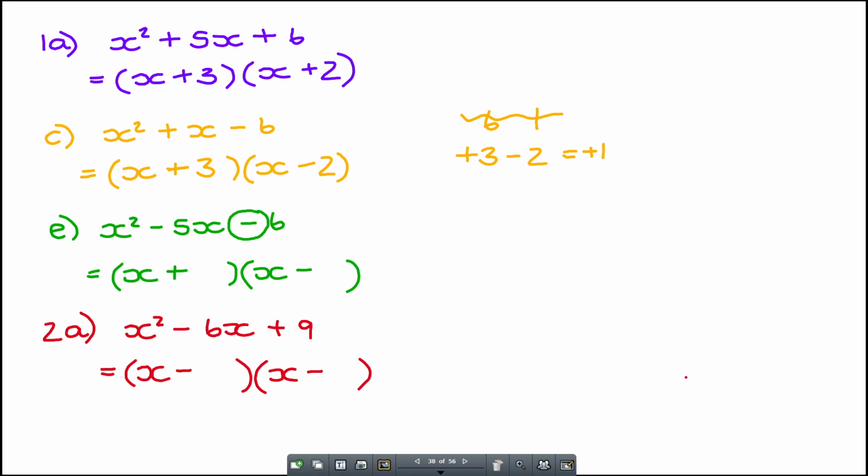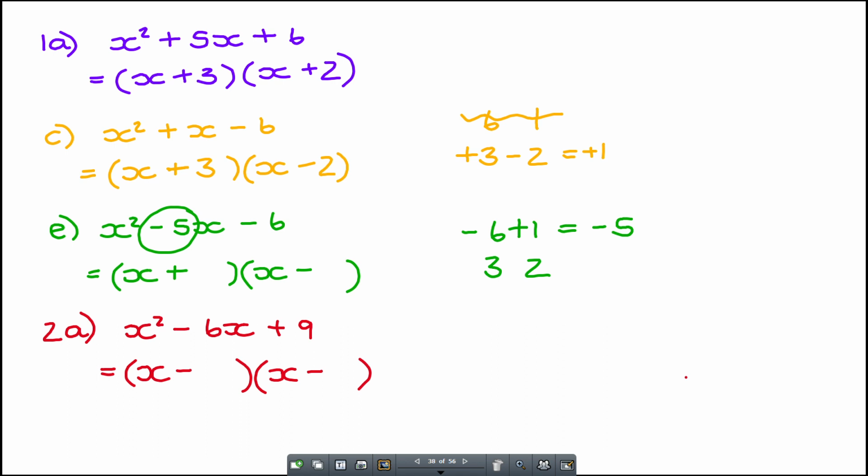Now that minus tells me I will have x plus something and x minus something. Factors of 6 was 6 times 1 or 3 times 2. And I've got to get minus 5. Okay, so I can take minus 6 plus 1. That will give me minus 5.